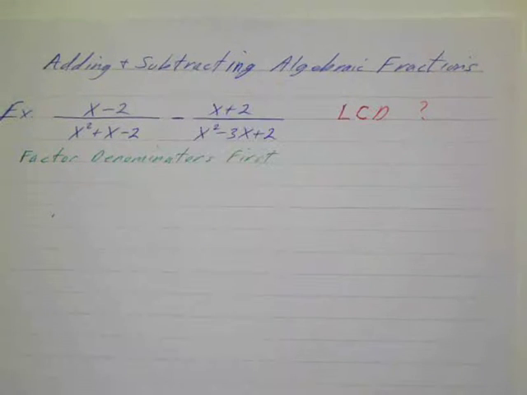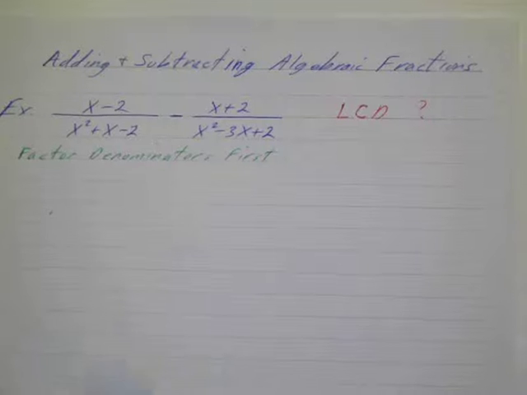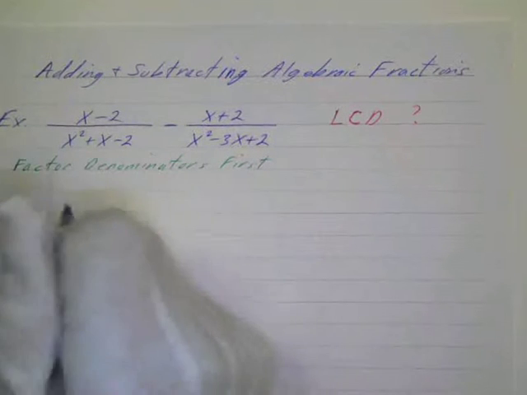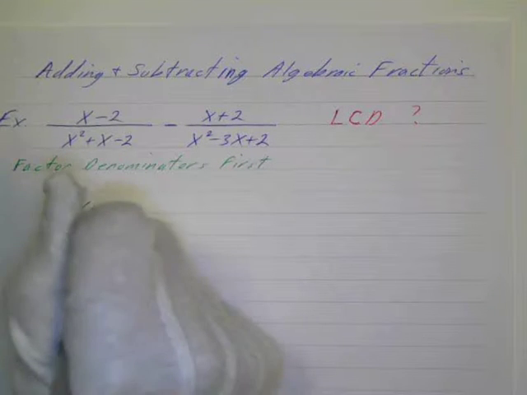So factor the denominator so you can check for common factors, because in this form we can't really see what's going on. So these are both simple trinomials, so the numerator is going to stay the same.